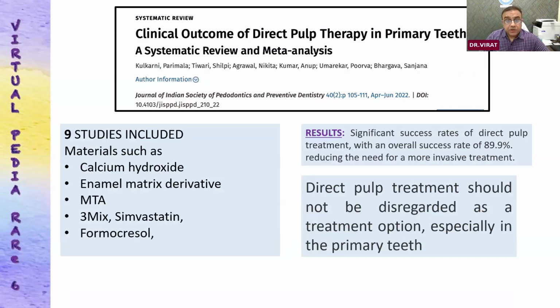Another systematic review and meta-analysis on clinical outcome of direct pulp therapy, they found out that there is a significant success rate of DPC treatment of approximately 89.9%, and this suggested that DPC should not be disregarded as a treatment option, especially in the primary teeth.